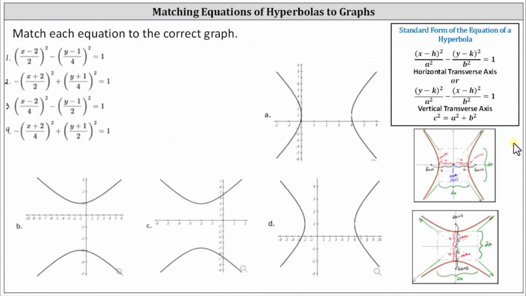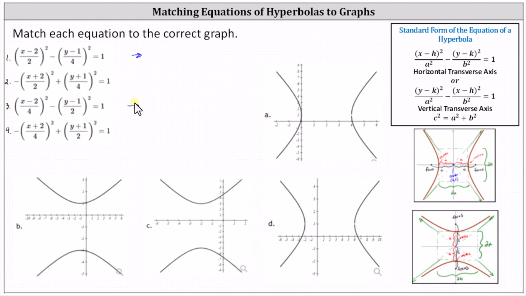When we have the square of the x part minus the square of the y part equals 1, we have a horizontal transverse axis as pictured in this graph. If we have the square of the y part minus the square of the x part equals 1, we have a vertical transverse axis, and the graph resembles this graph here at the bottom. Let's focus on the two equations where we have the square of the x part minus the square of the y part, which is the first equation, as well as the third equation.